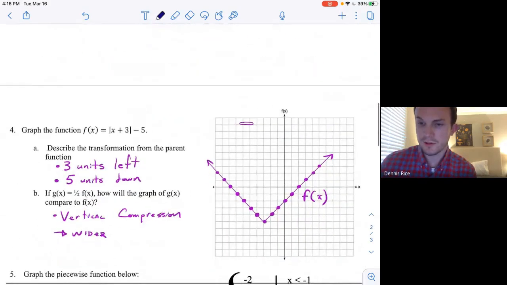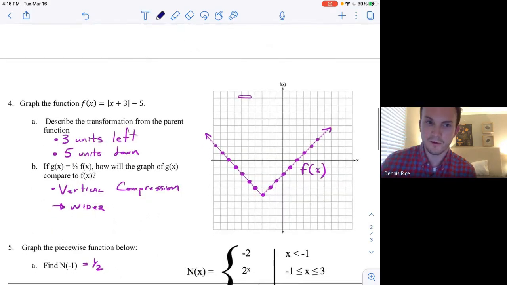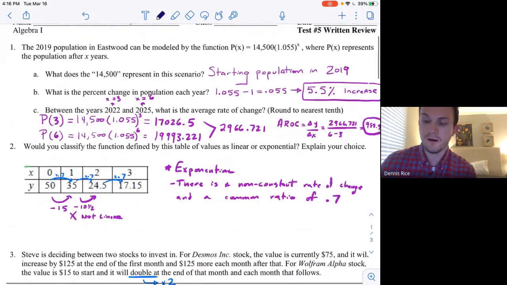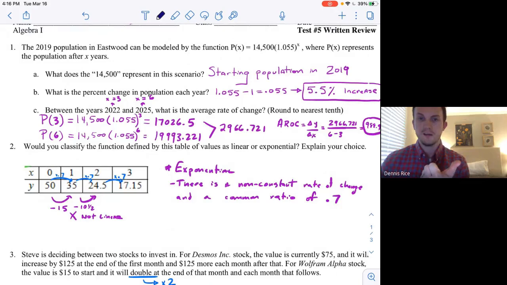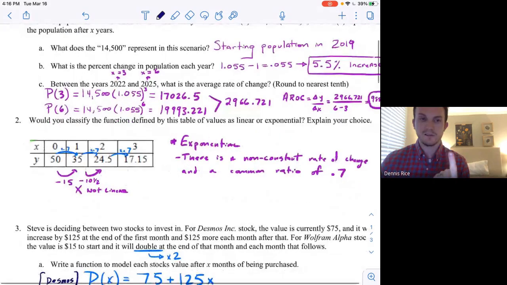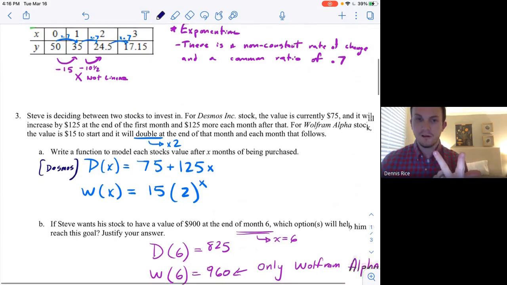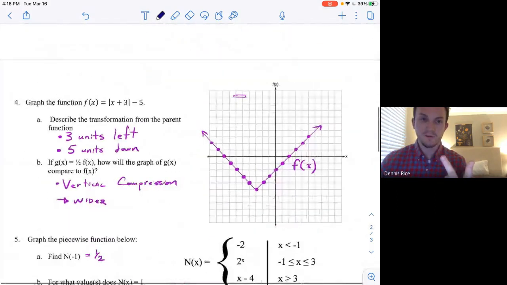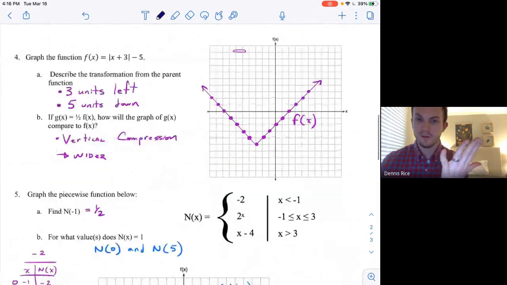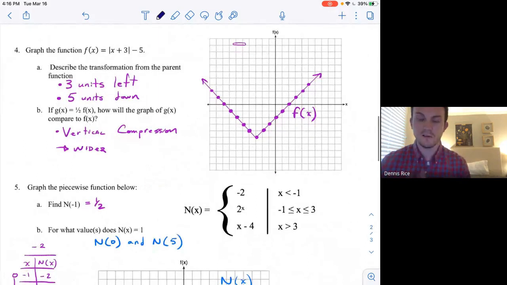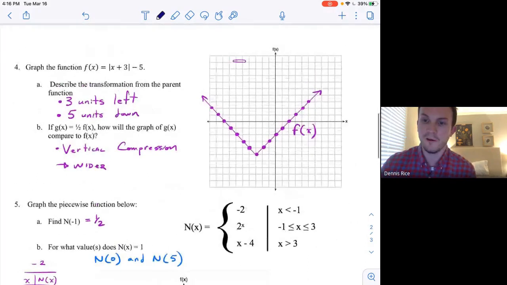On this portion, no. This portion will match the review sheet. So let's just recap. All right, analyzing a decay growth model, deciding if something's linear or exponential, modeling functions, we call this taking a scenario and writing an equation that models it, graphing an absolute value, some transformation stuff, and then a piecewise. So what I just counted off is what you'll see tomorrow.